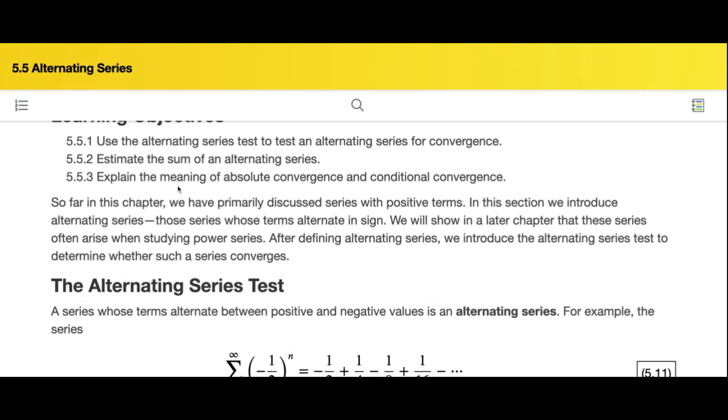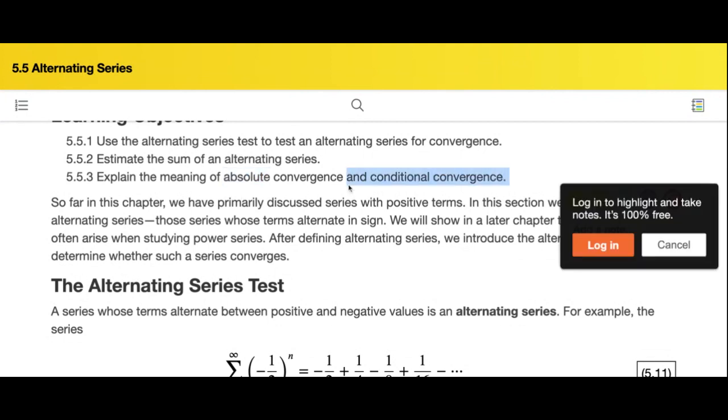And we will explain the meaning of absolute convergence and conditional convergence. So with the alternating series test, we have 2 kinds. One is called absolute convergence. One is conditional convergence.